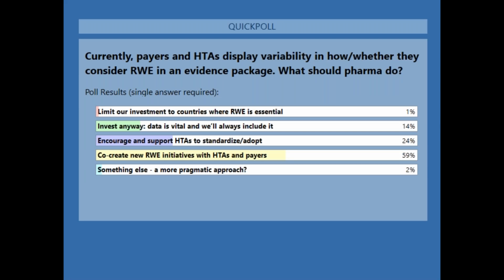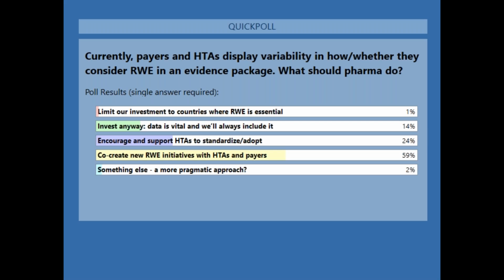Interesting. Very small number of people on both ends of this, limiting our investment to countries where RWE is essential. 14% of people obviously just saying let's do it anyway, but up to 3/5 of people saying that they're going to co-create new RWEs just with HTAs and payers. So a very pioneering attitude, a very proactive attitude. And indeed, I feel energized by that response, and I hope it is indeed true. So indeed, there is effort, as Carolyn said earlier. There is effort definitely going on. Any comments from our panel on this? I personally am surprised by it.